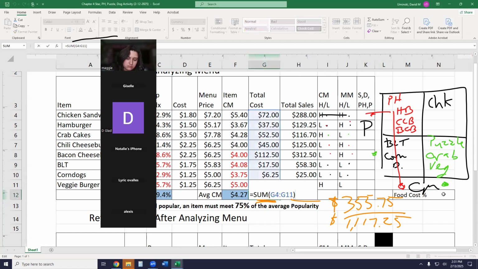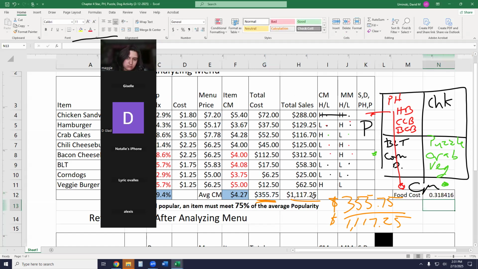So if we were to divide that, 355.75 divided by our total sales, what is our percentage? 31.8. You'll notice in Excel it shows 0.318. It's not formatted as a percentage, so that's going to give you that decimal. Click on this percent symbol up here at the top. Boom, our percentage, 31.8. Okay? Questions, comments, concerns about this?